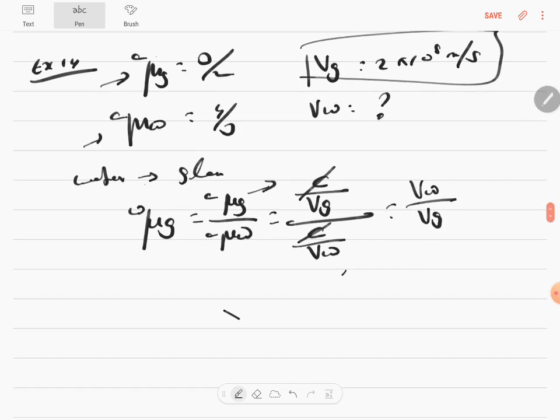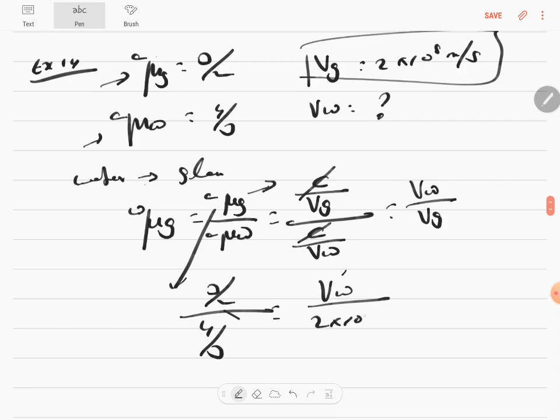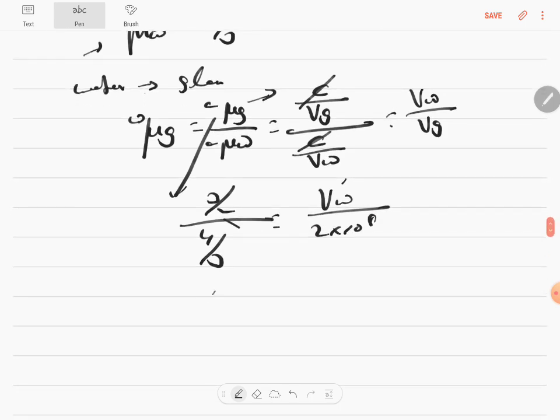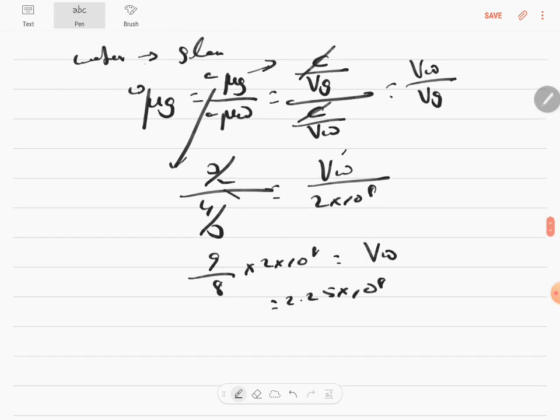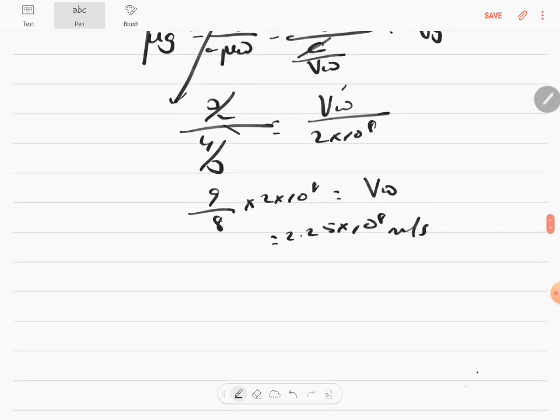So then, therefore, mu of glass with respect to air is 3 by 2, mu of water with respect to air is 4 by 3, which is equal to velocity of light in water by velocity of light in glass. So then this becomes 9 by 8 into 2 into 10 to the power 8, which will give you velocity in water. The value itself is 2.25 into 10 to the power 8 meter per second. Let's go to the next sum.